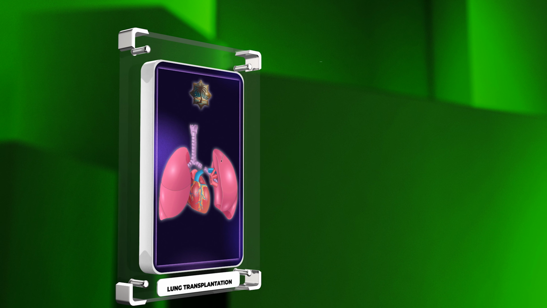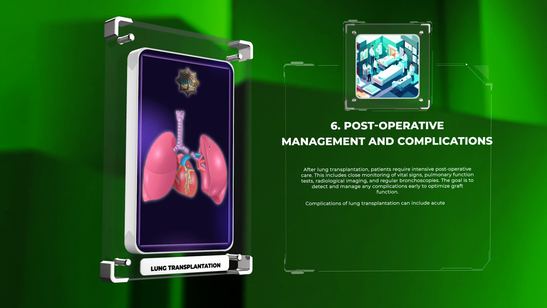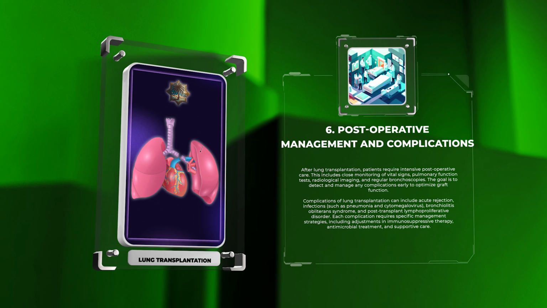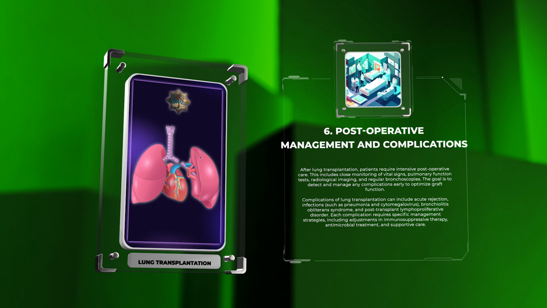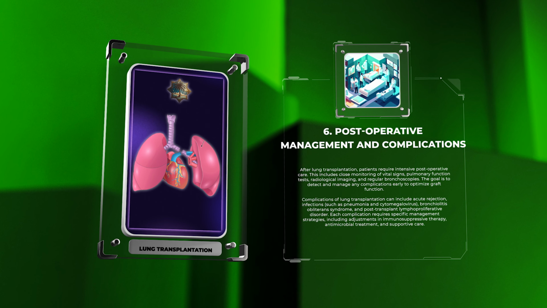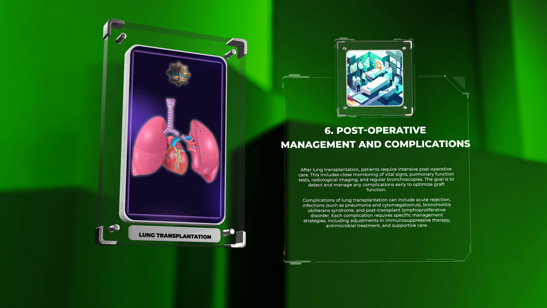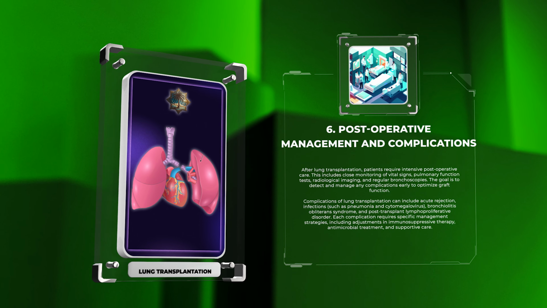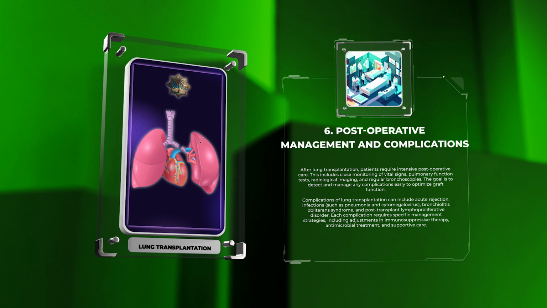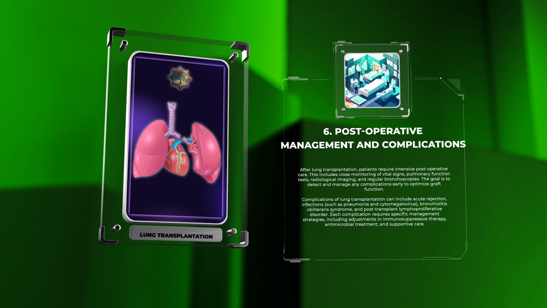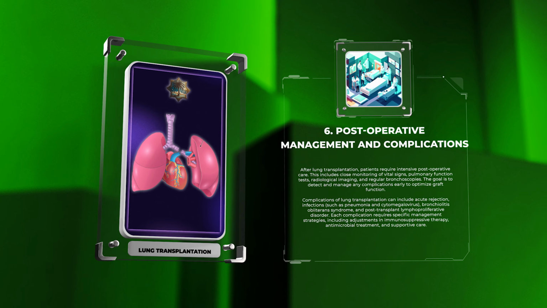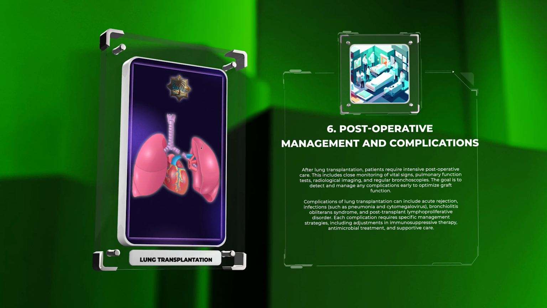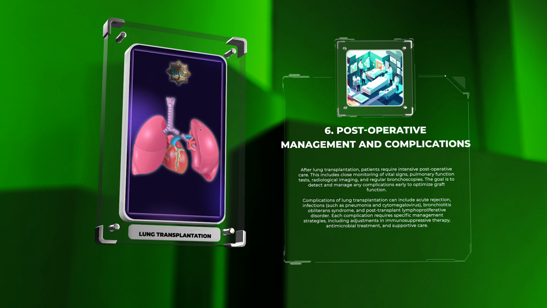After lung transplantation, patients require intensive postoperative care. This includes close monitoring of vital signs, pulmonary function tests, radiological imaging, and regular bronchoscopies. The goal is to detect and manage any complications early to optimize graft function. Complications of lung transplantation can include acute rejection, infections, such as pneumonia and cytomegalovirus, bronchiolitis obliterans syndrome, and post-transplant lymphoproliferative disorder. Each complication requires specific management strategies, including adjustments in immunosuppressive therapy, antimicrobial treatment, and supportive care.